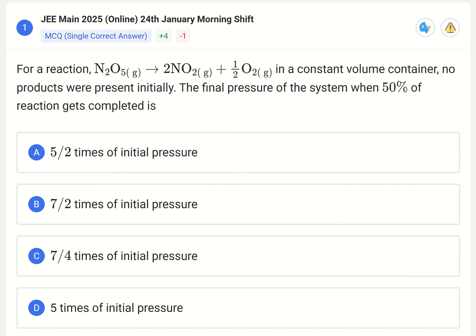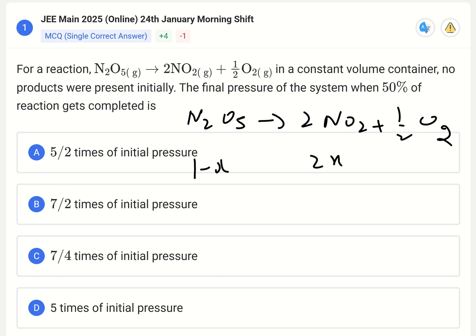So first question for our reaction. N2O5 gives 2NO2 plus half O2 in a constant volume container. No products were present initially. The final pressure of the system when 50% of the reaction gets completed. So let us first make the equation. N2O5 gives 2NO2 plus half O2. So it will be 1 minus x, 2x, and 1 by 2 into x.